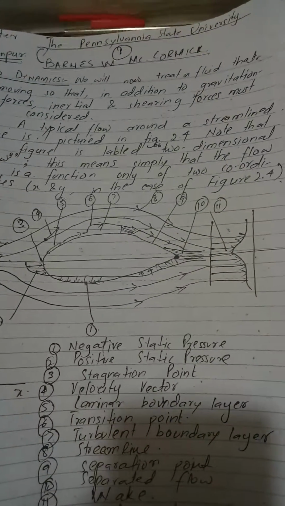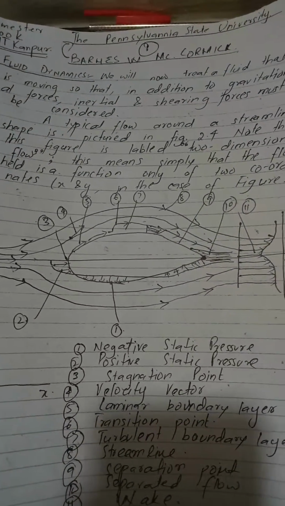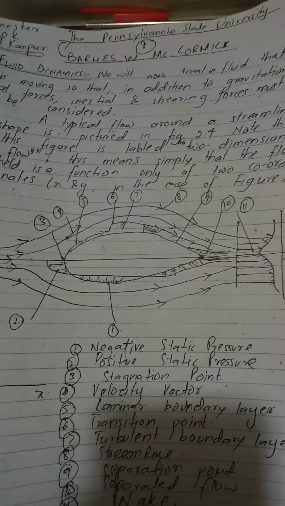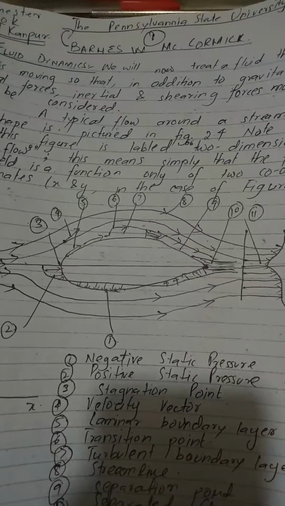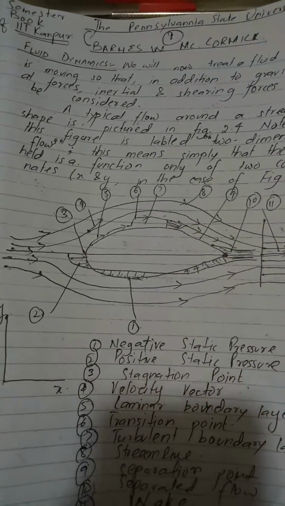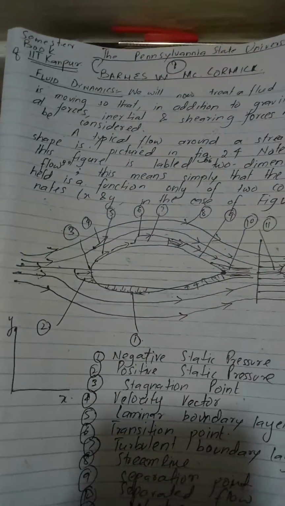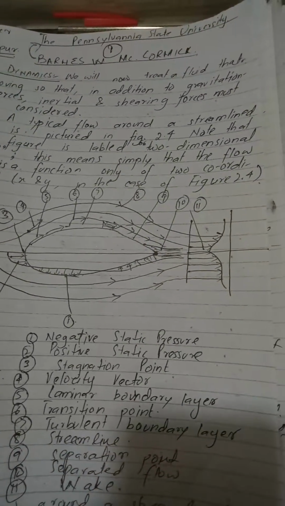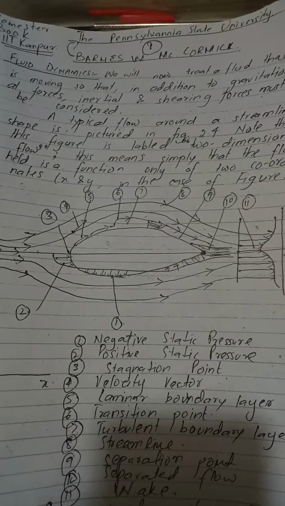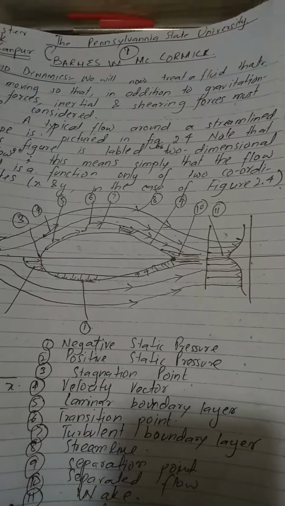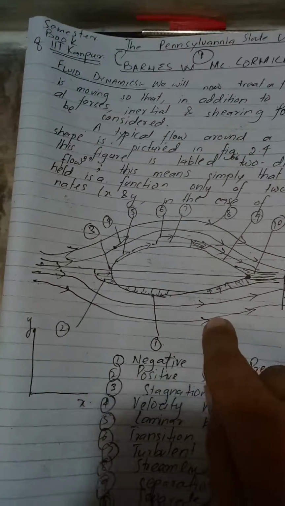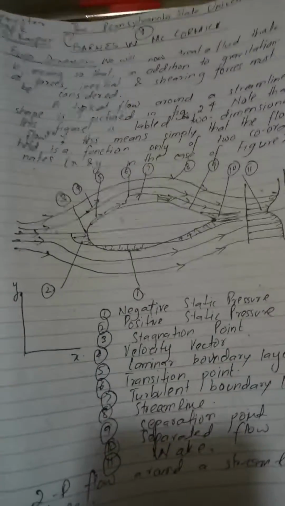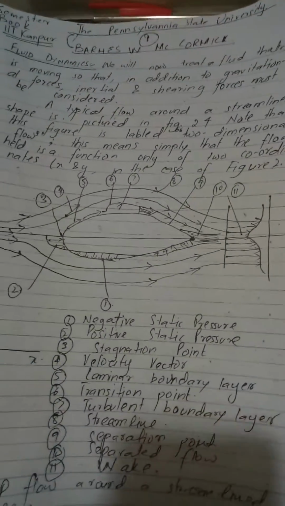A typical flow around a streamlined shape is pictured, which is in front of you in figure 2.4. Note that this figure is labeled two-dimensional flow. This is a two-dimensional flow, and this means simply that the flow field is a function only of two coordinates, for example x and y in the case of figure 2.4. X and y coordinates, and the figure has labels 1 to 11.